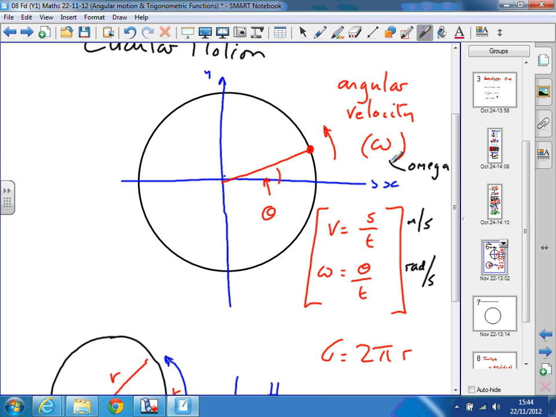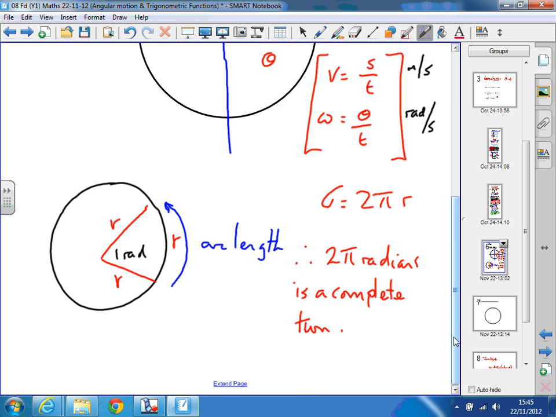So if, say, it goes around 1 complete turn in a second, frequency of 1, then we would say the angular velocity is 2 pi radians per second. If the frequency is 2, 2 lots of 2 pi, 4 pi radians per second. So you multiply the frequency by 2 pi to get the angular velocity. So that gives us a formula.